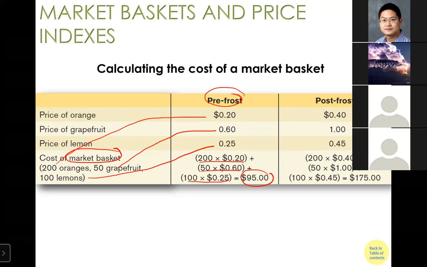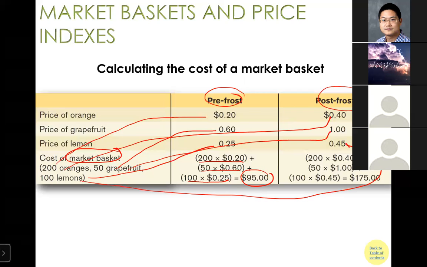Now we can do a similar exercise for post-frost. We use quantity times price, quantity times price, quantity times price. That's represented by 200 times 40 cents, 50 times $1, 100 times 45 cents. That gives you 175. Comparing the cost, 95 versus 175, that gives you a sense of how the price level changes over time. This price level is not for a single good. This is for a bundle of goods. It is useful because that's going to reflect the aggregate, not individual.